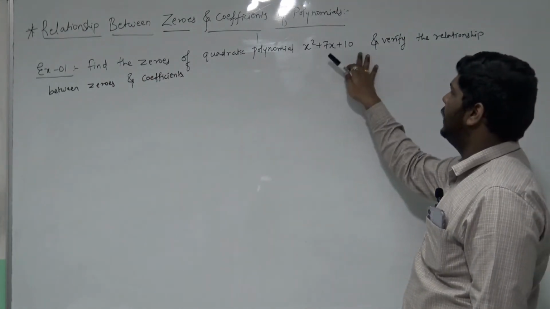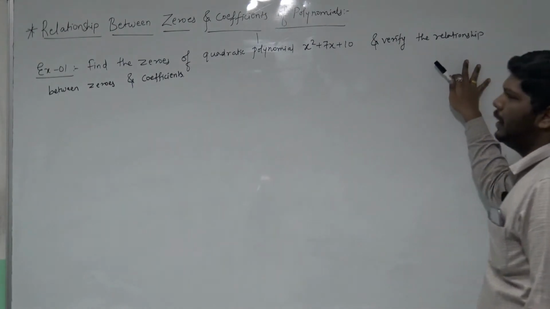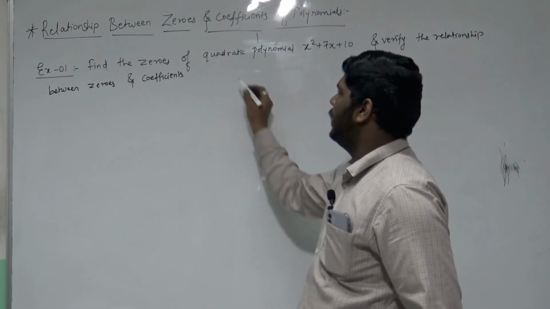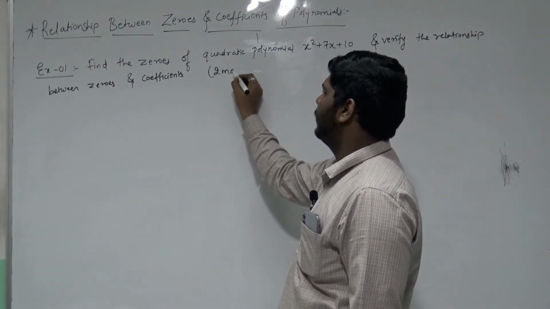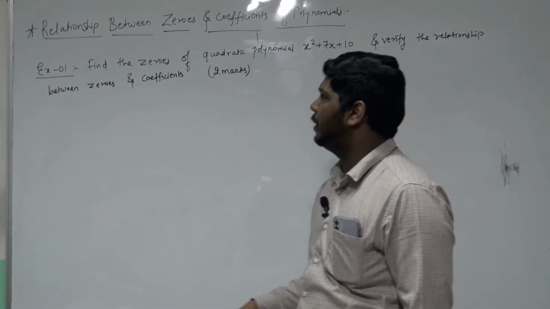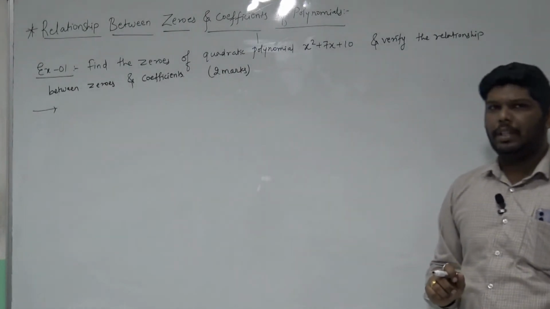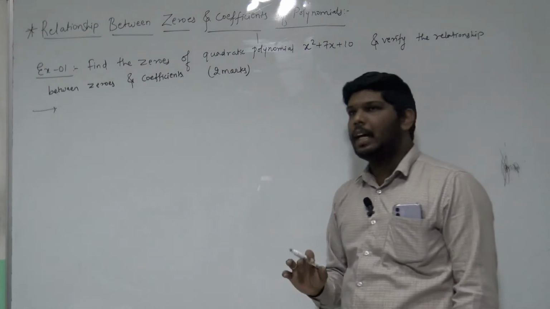x square plus 7x plus 10 and verify the relationship between the zeros and the coefficients. Okay, so this type of question is expected for 2 marks in your board examination. Now here there are two tasks asked in the question. There are two questions basically which are asked here.